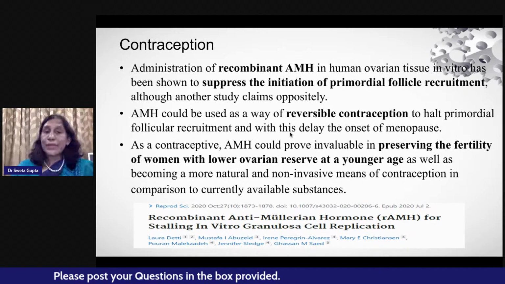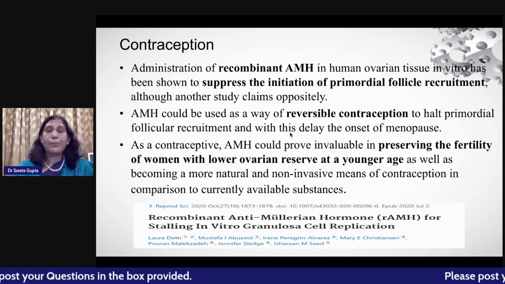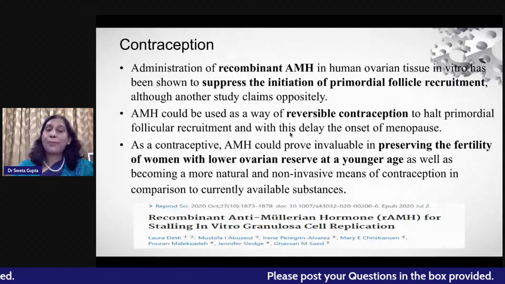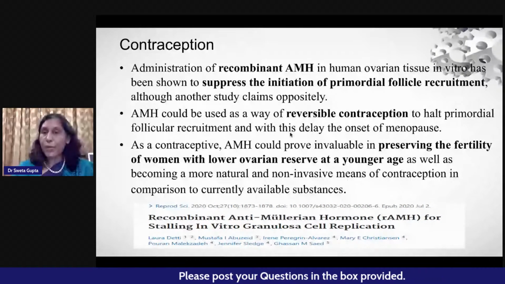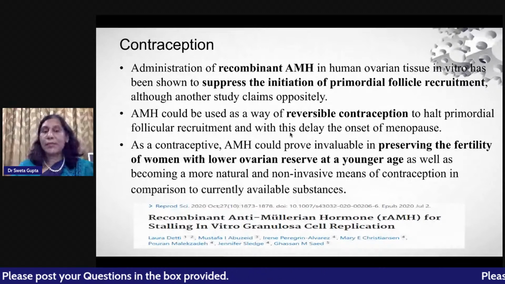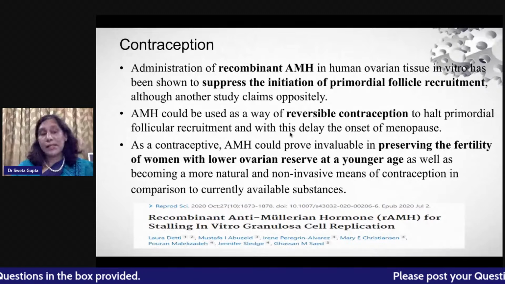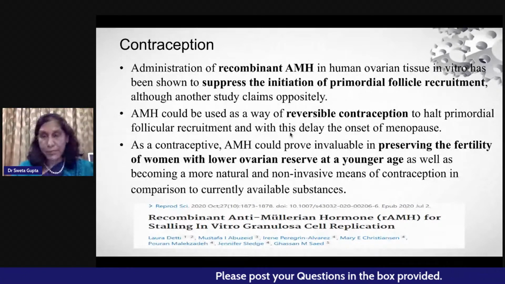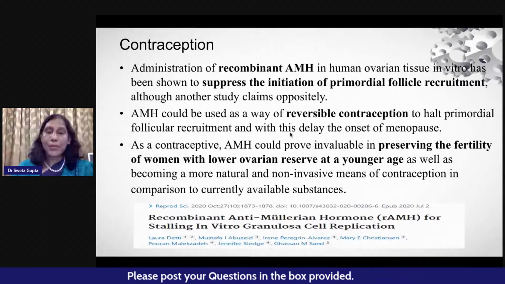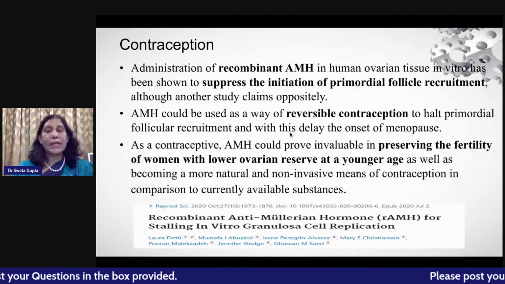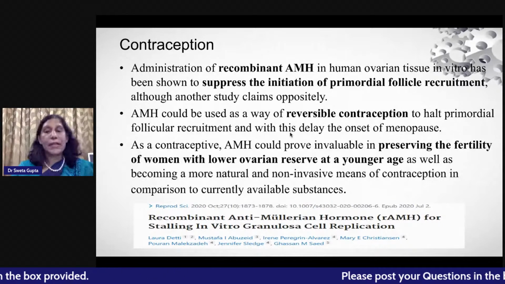Contraception: administration of recombinant AMH in human ovarian tissue in vitro has been shown to suppress the initiation of primordial follicle recruitment. Although other studies may claim the opposite, this showed that it is a way of reversible contraception to halt primordial follicle recruitment, and with this, delay the onset of menopause.